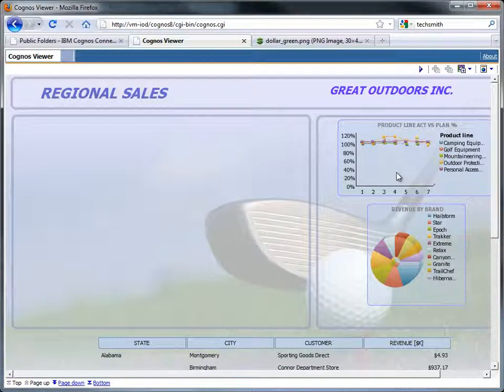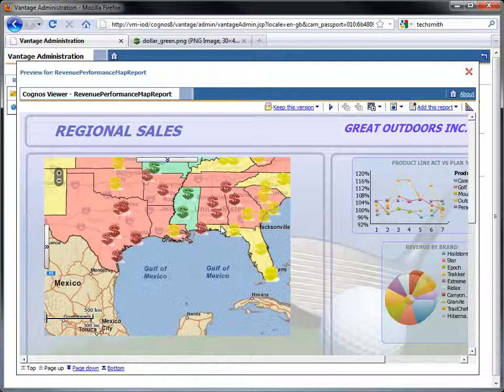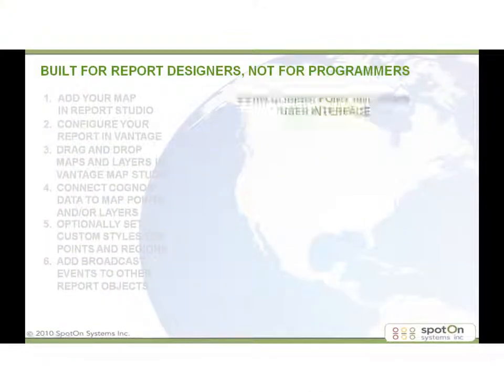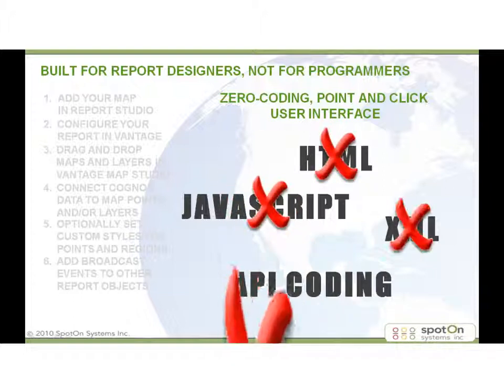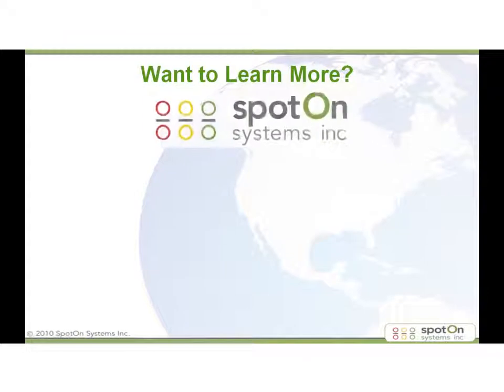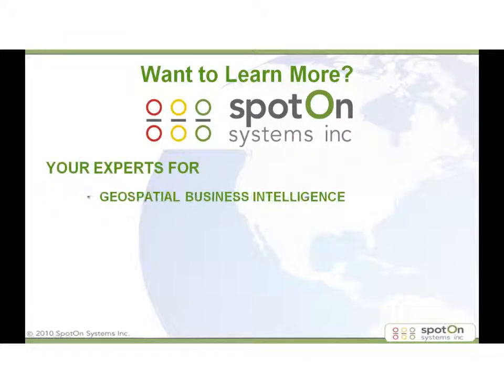And so there you have it. In just a few minutes, we went from a simple IBM Cognos report with charts and a list to a fully spatially aware report with built-in clear visualizations of performance from a geographic perspective, with built-in interactivity between the map visualization and the core business intelligence objects. In this simple demo, we've only scratched the surface of what SpotOn Vantage Esri Viewer can do. And as you saw, all of this was achieved without custom coding. All you need to know is how to build IBM Cognos reports in Report Studio.